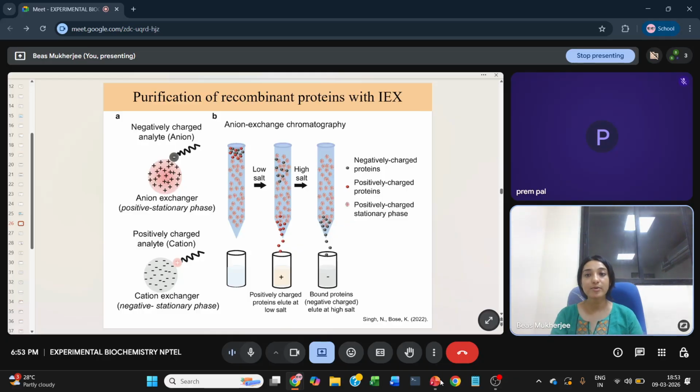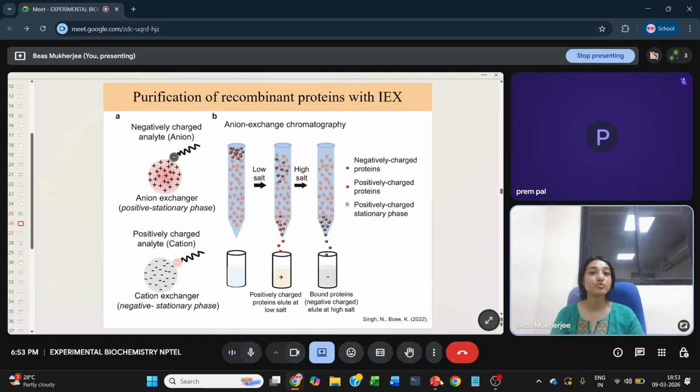Right? So, if you remember, in anion exchanger, the matrix was positive and the protein was anionic. Negatively charged analyte binds to the anion exchanger, which is positively charged. Initially there is low salt, so all the positively charged proteins flow through and elute at low salt. When you increase the salt, the coulombic interactions are reduced and the bound, negatively charged proteins all elute at high salt concentration.